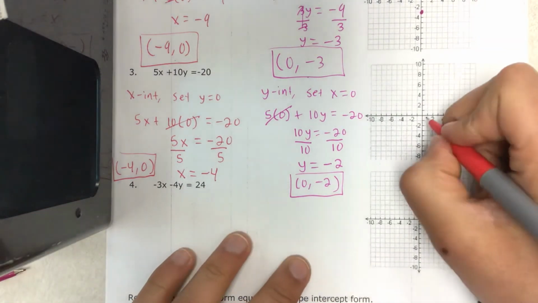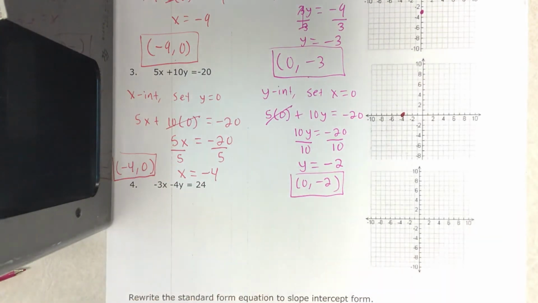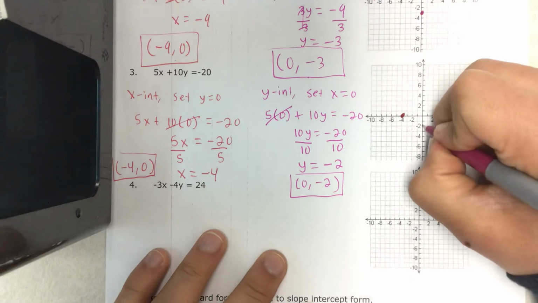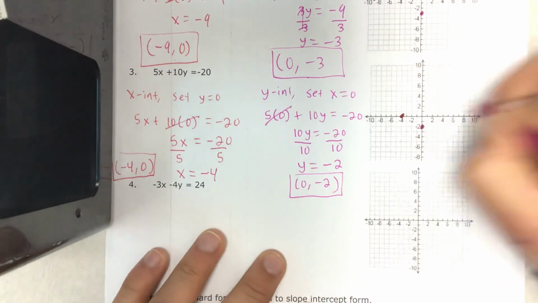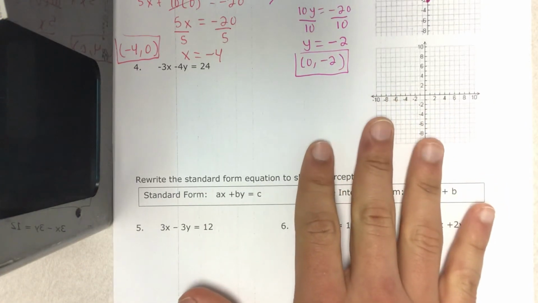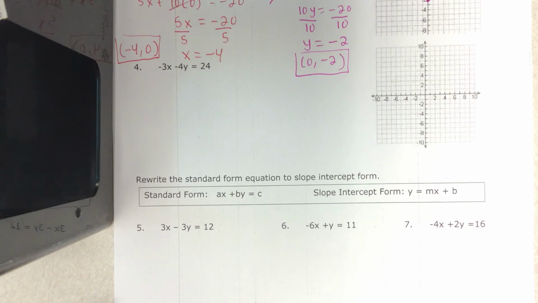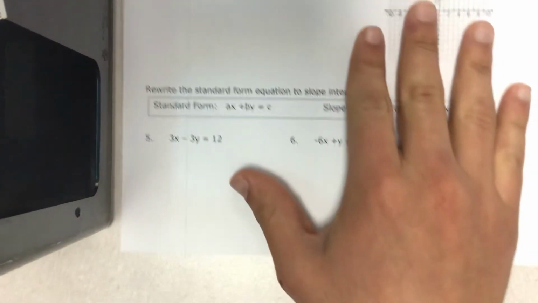So now we just graph those points and we're good to go. -4, 0, I look on my graph. There's -4, 0. And 0, -2 is right there in the pink, right on the y-axis. Okay, and we're good. We'll do one more and then we'll slide down to the bottom examples. Number 4 is the same thing, so let's not worry about that. Let's go to number 5.